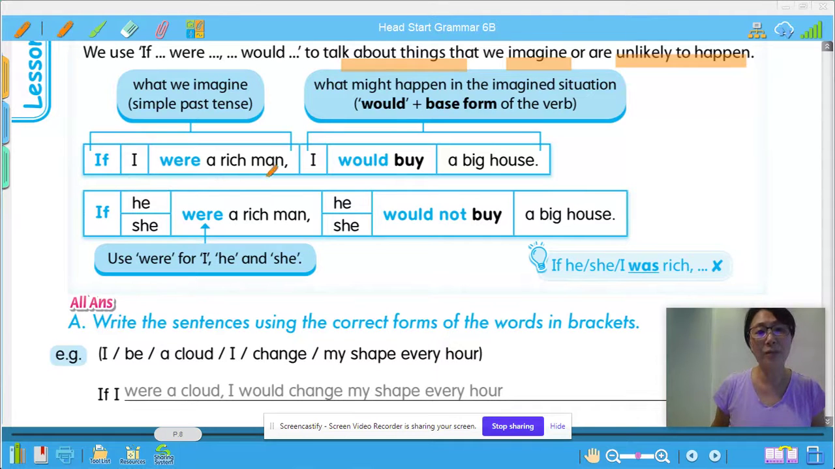If I were a rich man, so it could happen, but at this time, it might not. The person talking about this is imagining. So we use were to write the sentence. If I were a rich man, I would buy a big house. You would use I would buy. Remember, after would is the infinitive base form of the verb. And the same goes for he and she. All right, so in this case, we use were for all subjects. So it's actually quite straightforward.